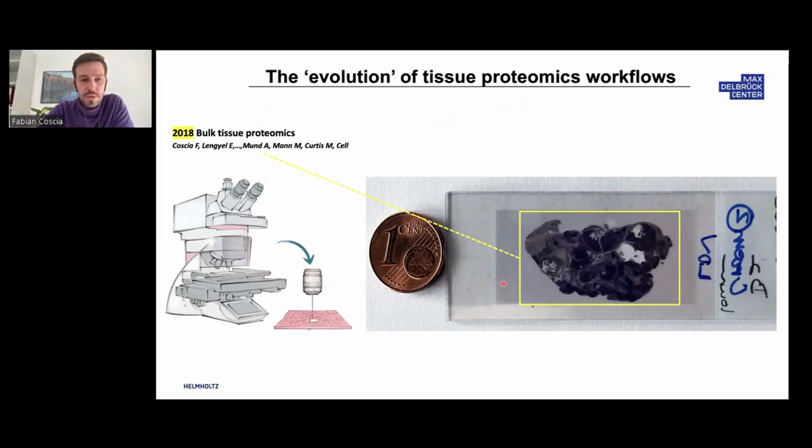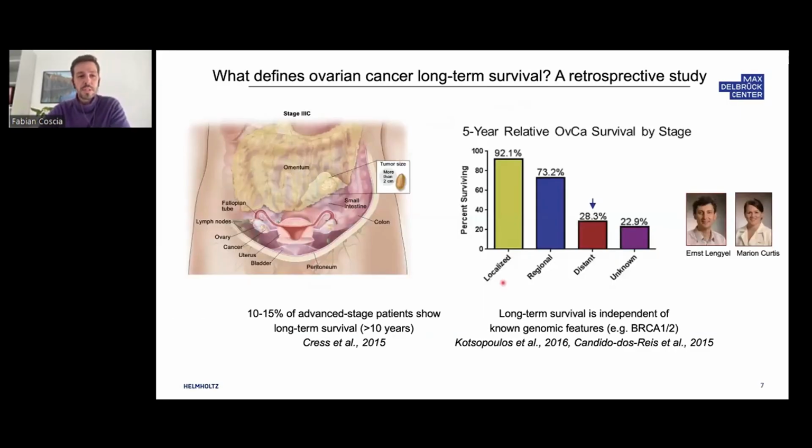So this was a study together with the lab of Ernst Lengyel at the University of Chicago, where we asked the question in a very aggressive cancer type, high-grade serous ovarian cancer, if we find proteomic differences in patients that show long-term survival compared to the majority of patients, which has a very poor outcome following standard carboplatin-based chemotherapy.